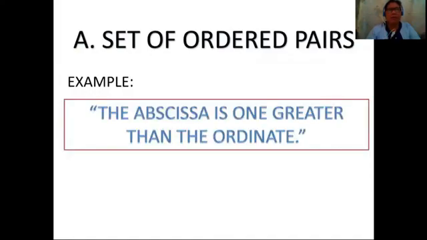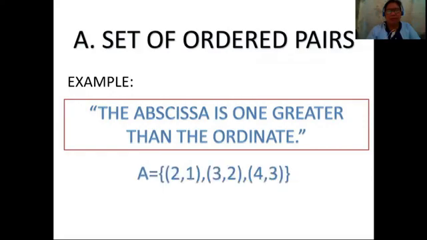The first one is we can represent a relation or a function by using a set of ordered pairs. For example, let us have this relation. The abscissa is 1 greater than the ordinate. So let us have this set of ordered pairs. We have (2, 1), (3, 2), (4, 3).